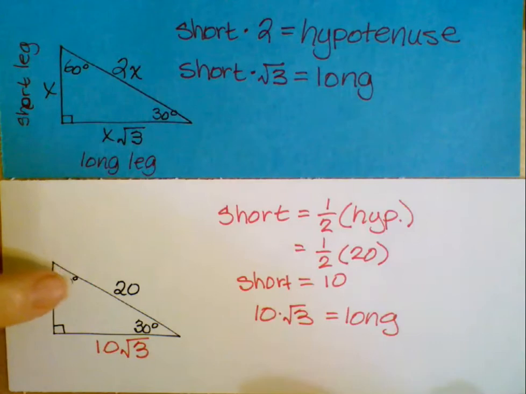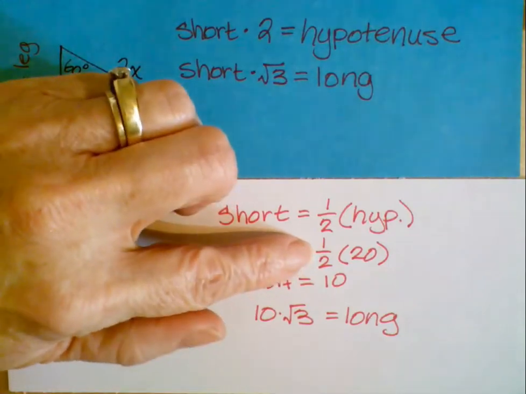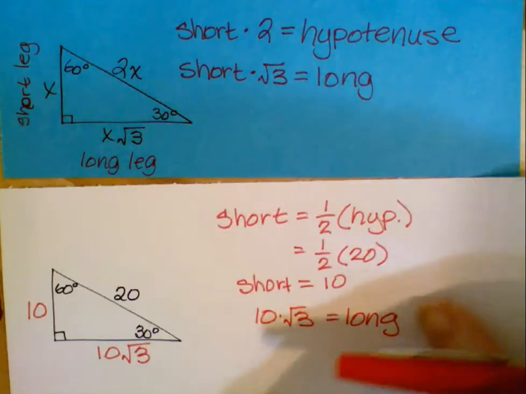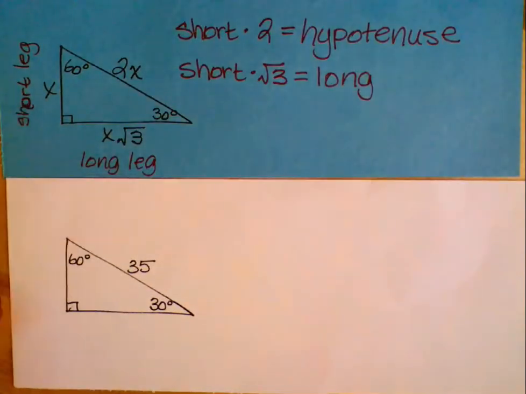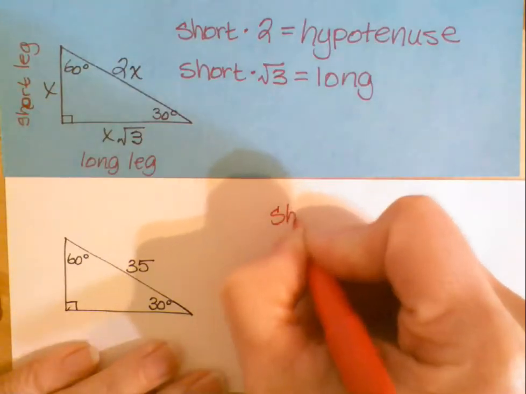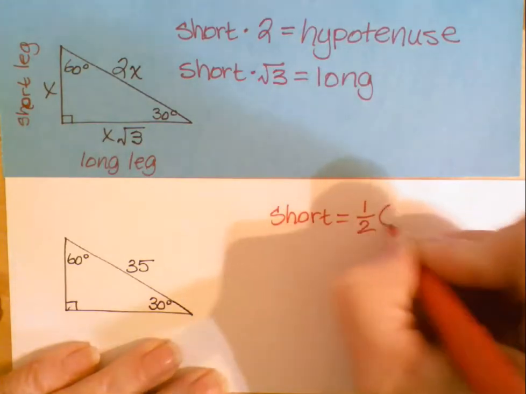In this particular one, we were given a hypotenuse that was even. It was easy to multiply the 20 by a half, or divide it by 2 if you want to see it in that form. What do you do if it's not even? That's what we're looking at here in this example where we have a hypotenuse of 35. The process still remains the same. So as we said before, the length of the shorter leg is going to be half of the length of the hypotenuse.